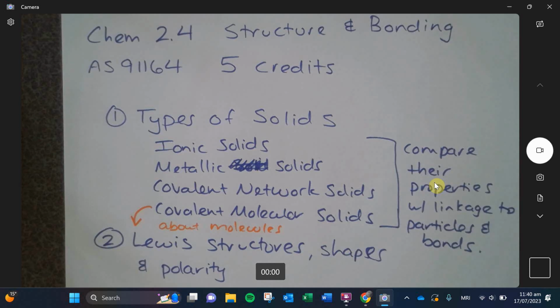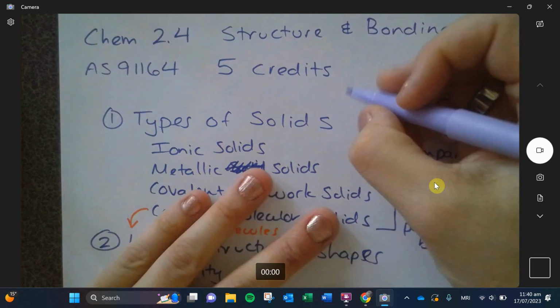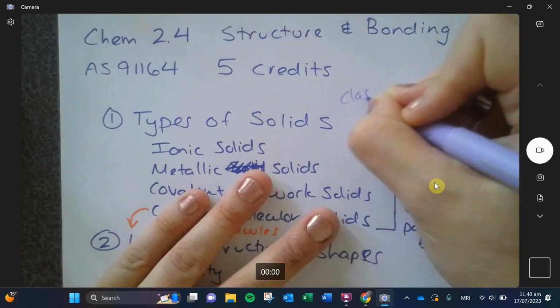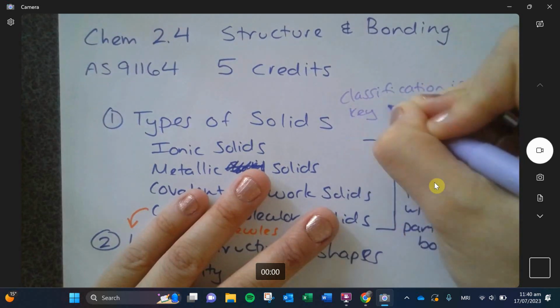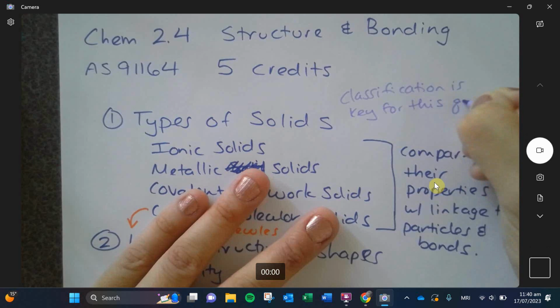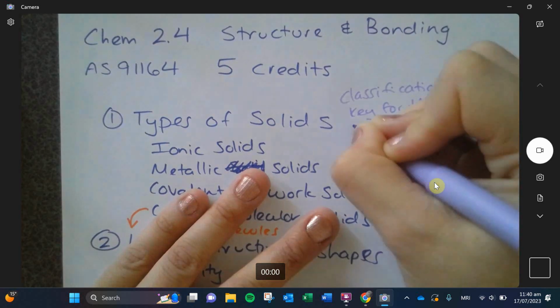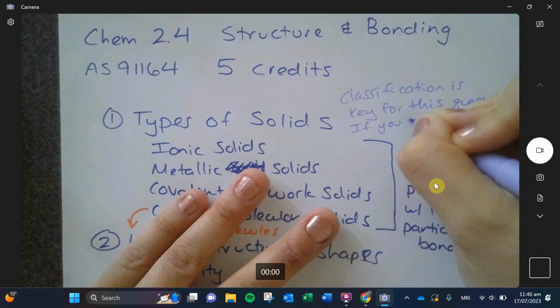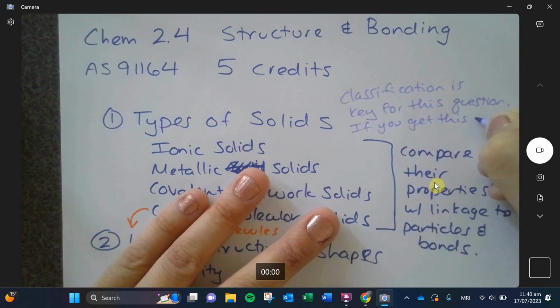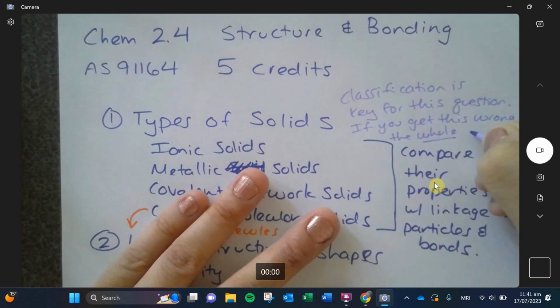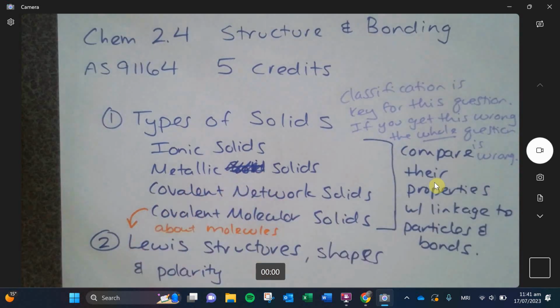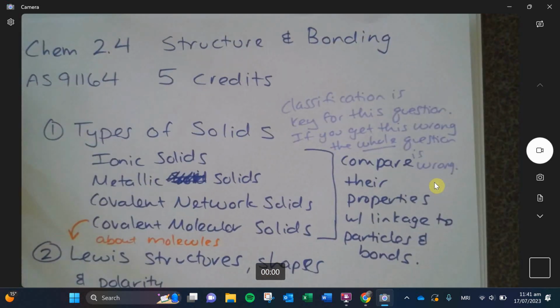And in fact, I can write that down in the notes if you guys want. So classification is key for this question. If you get this wrong, the whole question is wrong. So you do want to take your time and make sure that you classify them correctly. Otherwise, that's just a waste of a question.